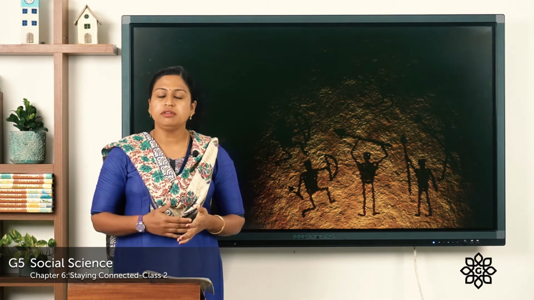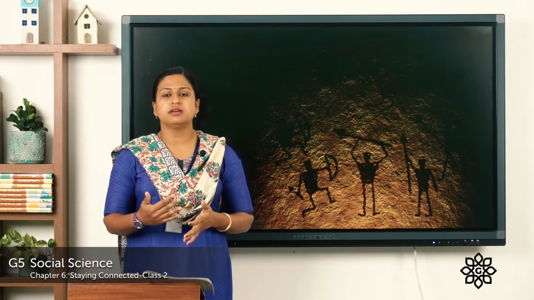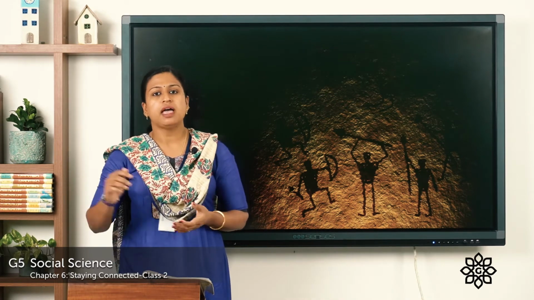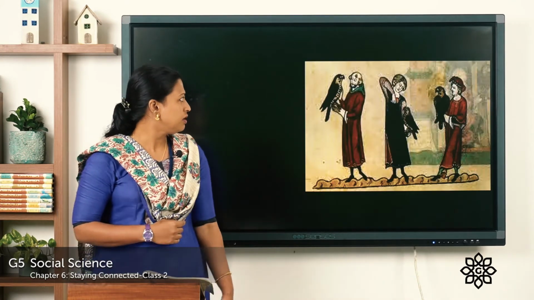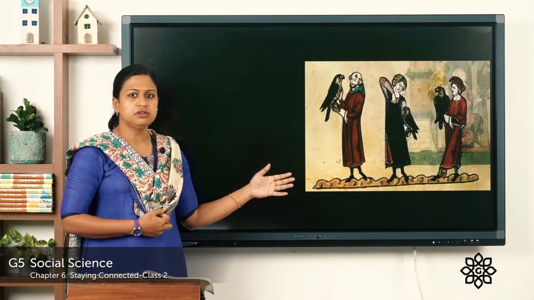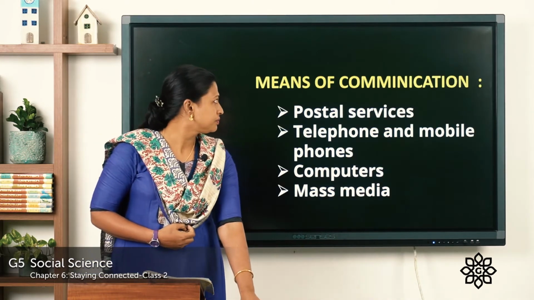Now later on they used drums, fires, smokes and whistles to communicate among themselves. After some years, they used different animals as messengers to send messages from one place to another. Later on people learned to read and write. So here you can see they used different animals as messengers to send messages from one place to another.